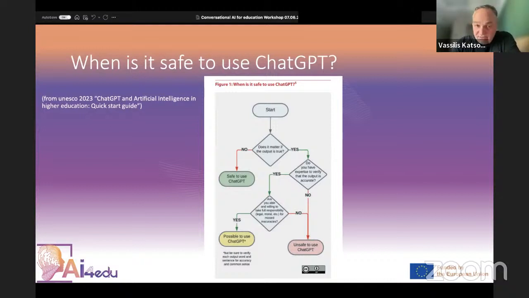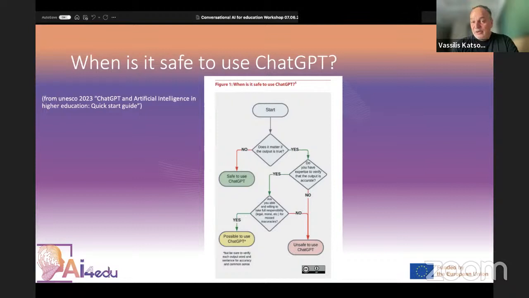Do you have the expertise to verify that the output is accurate? If you don't have the expertise to verify that the output of ChatGPT is accurate, then it's not safe to use ChatGPT. But if you are able to verify the accuracy of the output, then you have to answer another question.